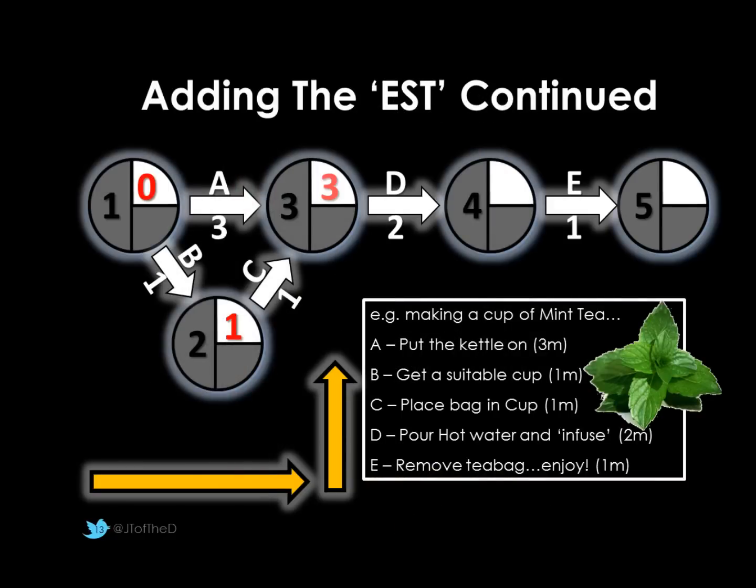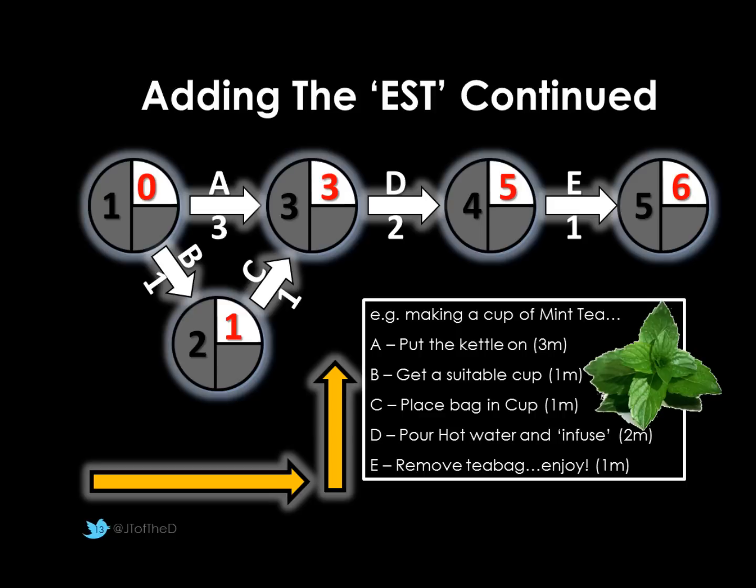Obeying that logic, we'll now find that for node 3, the early start time is 3. And that makes sense. We have to wait for the kettle to boil. It takes the longest amount of time. Again, for node 4, 3 plus 2 is 5. And for node 5, 5 plus 1 is 6. So this tells us we can make a cup of tea, mint tea, in 6 minutes. Again, these are very generalized figures, I appreciate. So that's great. So we've done the early start time.